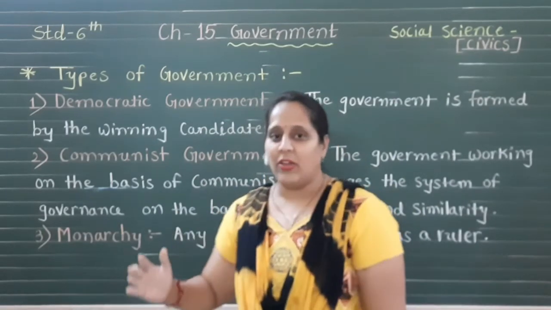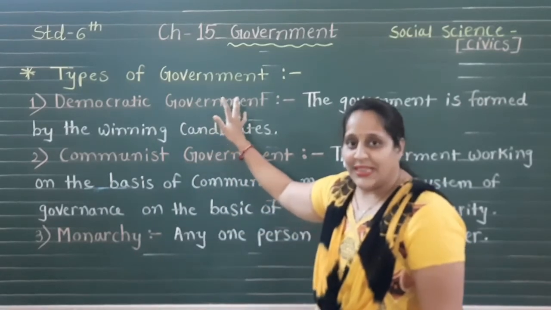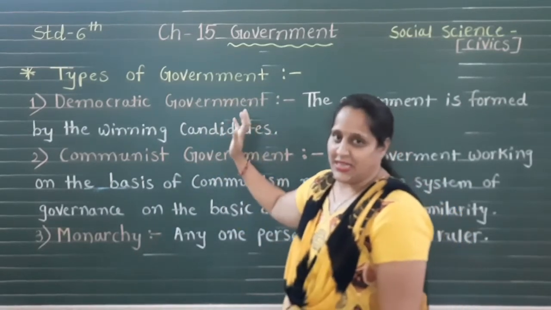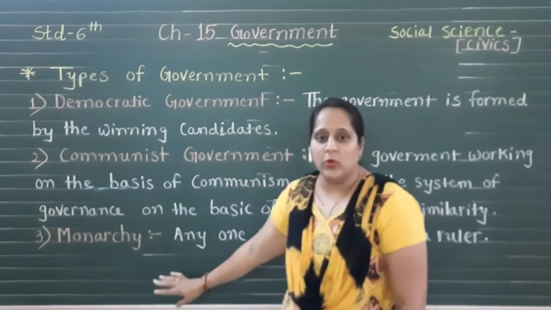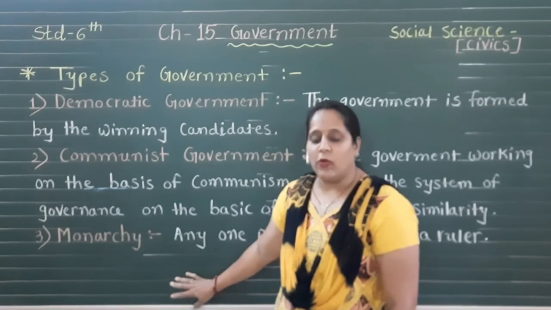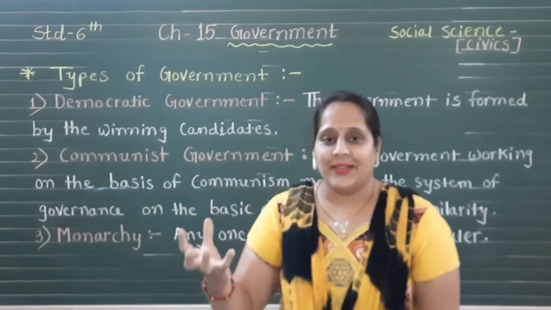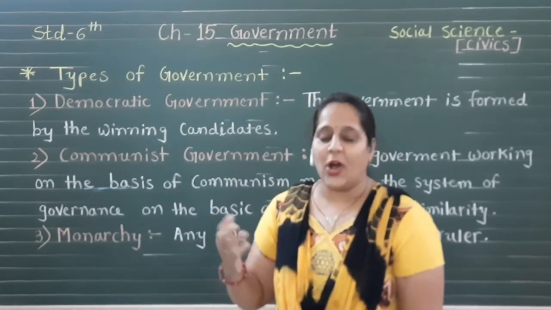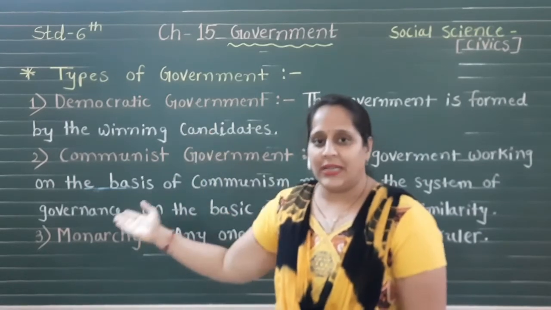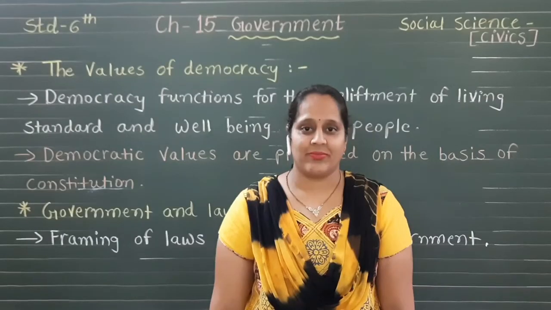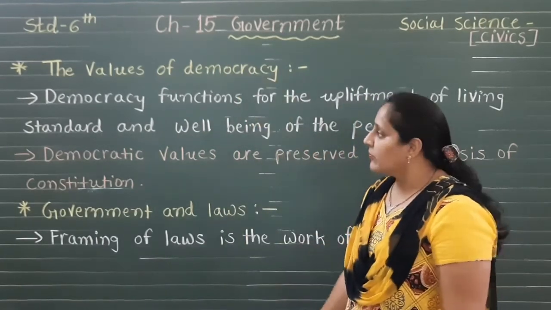If we compare monarchy with a democratic government, in the center is the public or the citizens. Government works for the people. But if we talk about monarchy, we generally focus on the ruler. They take their own decision. They don't get the opinions of the general public or citizens. So in this part, we discussed three types of government. Here we discuss the value of democracy.